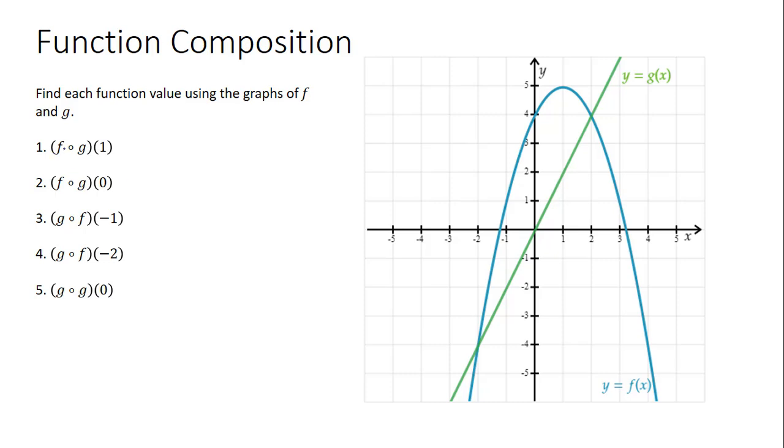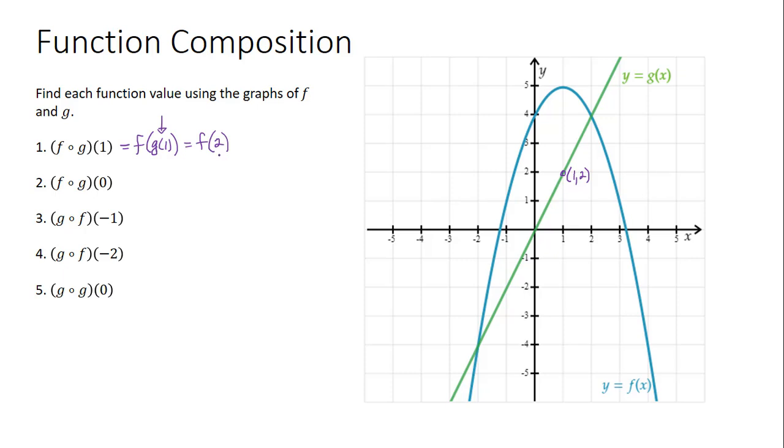The first problem says to find f composed with g of 1. So again, recall what composition means. It means to find f of g of 1. So we need to first find the inner function value. To find g of 1 from a graph means to find the y value of the point on the graph when x is 1. Notice that here's our point 1. When x is 1, the y value of the function g is 2. So finding f of g of 1 is really finding f of 2.